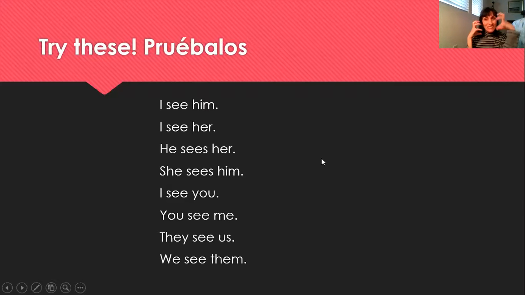Okay, so here's where you get to really think about it. I see him. First, we want to think about I see. That's veo or yo veo, but you can leave out the yo. And then him would be lo, but it's got to come first. So it would be lo veo. I see her. We know her is la, and I see is veo, but the la comes first. La veo. He sees her. He sees is él ve, and her is la. But la comes before the verb, so that would be él la ve.